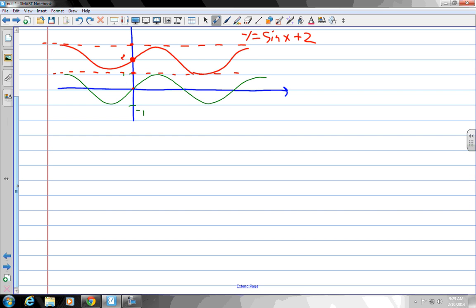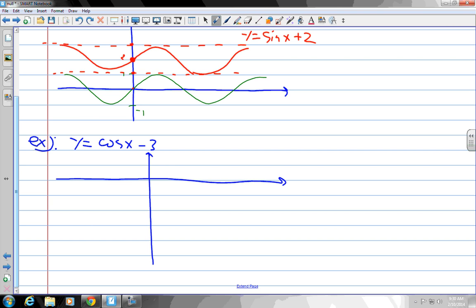What if I do this example? Y equals cosine x minus 3. So what's going to happen? Yeah, it's going to move down 3. So basically, we're going to do the same thing.